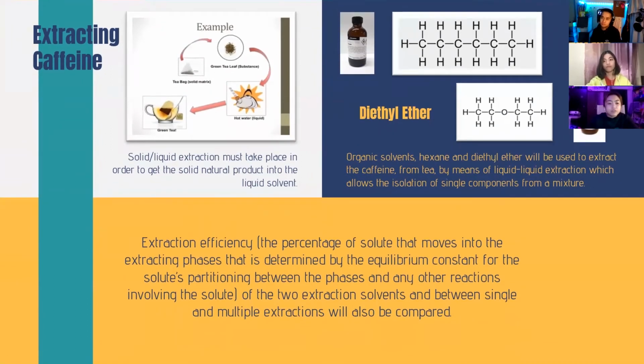In order to extract caffeine from tea, several methods are used. First, a solid-liquid extraction must take place in order to get the solid natural product into the liquid solvent. This can be done by using a Soxhlet extractor or by just brewing a cup of tea. In order to separate the desired compounds from the natural product, liquid-liquid extractions are used. In this case, as I said earlier, organic solvents, namely hexane and diethyl ether, will be used to extract the caffeine from tea by means of liquid-liquid extraction, which allows the isolation of single components from a mixture.